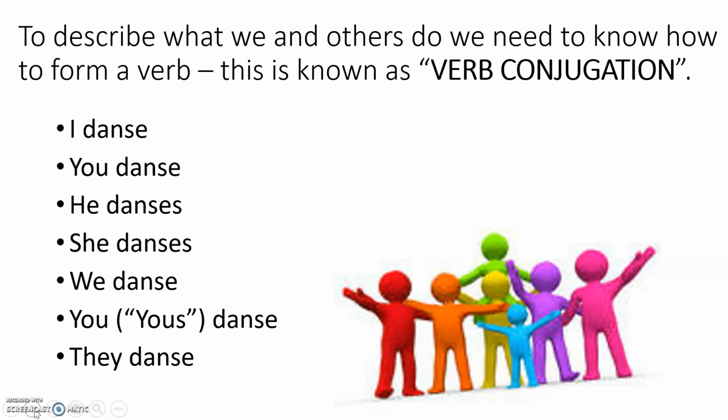On the screen, you can see the example of the verb dance in English. I dance, you dance, but he dances, she dances, we dance, you dance, and they dance. And you can see the spelling of that verb dance changes according to who's doing the actual dancing. This is verb conjugation in English.